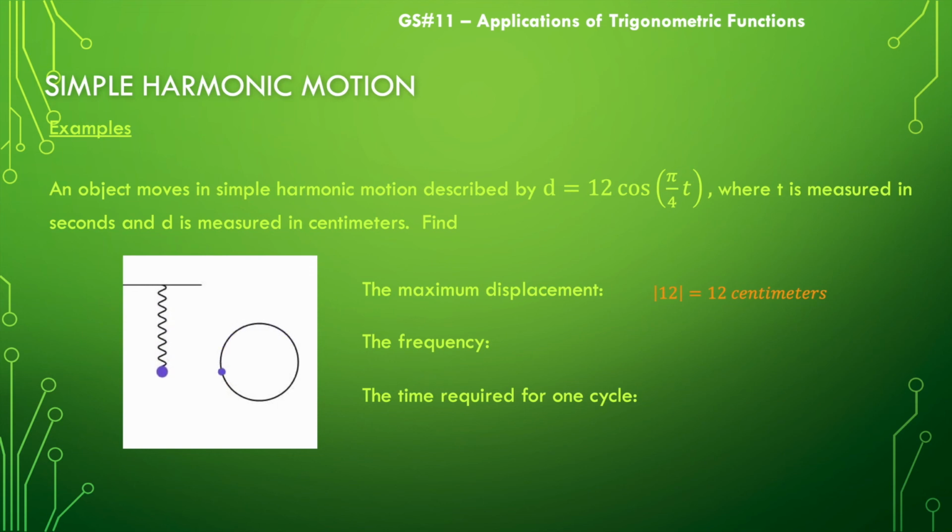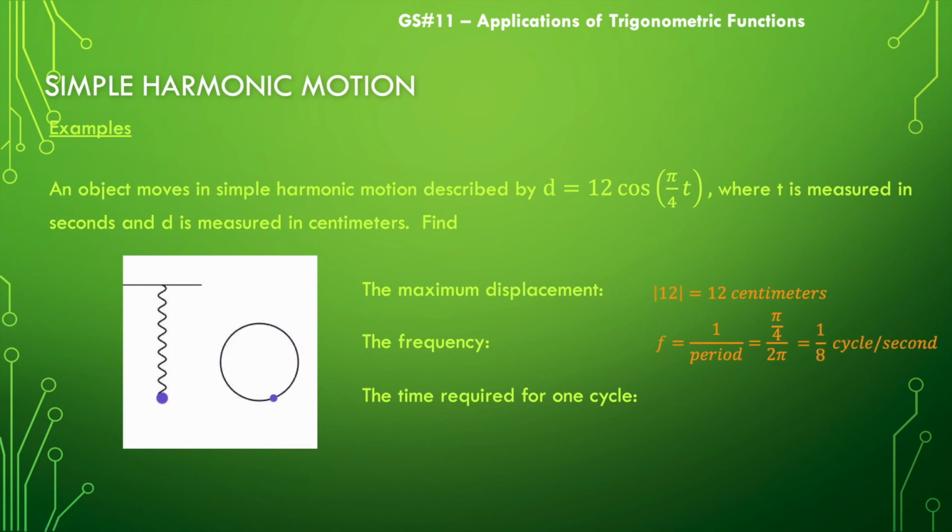Okay, so now the frequency. The frequency, remember, is the reciprocal of the period. So the period is 2 pi over omega. So the frequency is going to be omega over 2 pi. Okay, and so omega here is pi over 4. So we can sub that in. And then we can simplify this entire expression, pi over 4 divided by 2 pi. And that's going to give us 1/8.